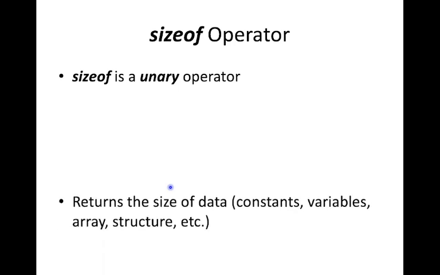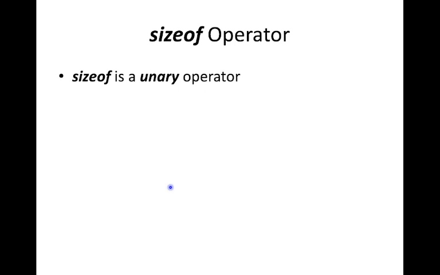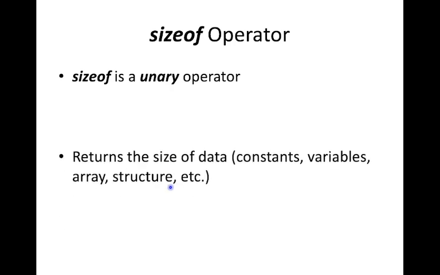In the miscellaneous operators, the first one is the sizeof operator. It is a unary operator. A unary operator means it has only one operand. Plus is a binary operator because we require two operands, A and B, A plus B. Here sizeof is a unary operator because it requires only a single operand.